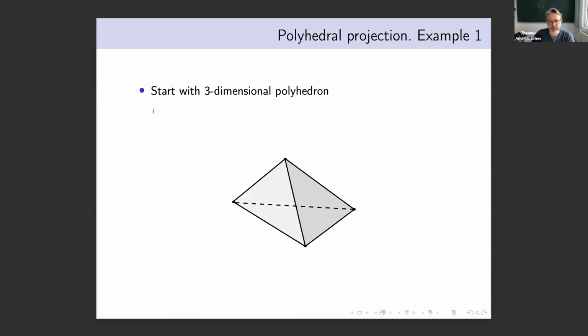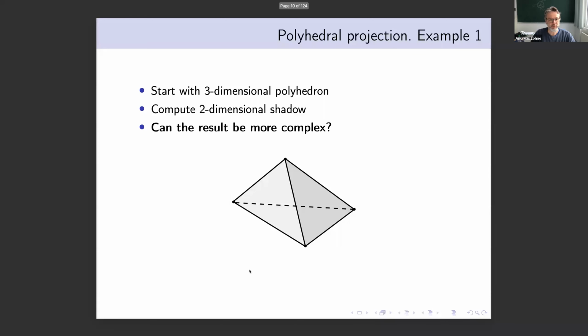To get some flavor of what polyhedral projection means, I have an initial example here. We start with a three-dimensional polyhedron, a tetrahedron, and we want to compute the two-dimensional shadow, what we see here in the plane. Then the question is, can the result of a projection be more complex? At least in my case, my intuition was wrong. I had the idea that projecting a polyhedron down to a lower dimension leads to an easier polyhedron, but this is not the case.